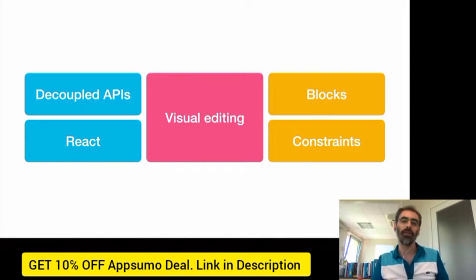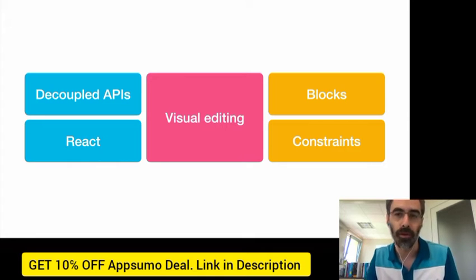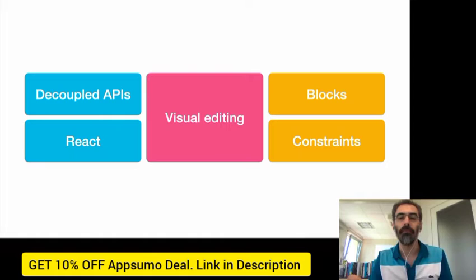I needed to have the coupled APIs and the ability to use React for the front end. I wanted visual editing for our editors and to have a block-based system so that the blocks can represent the design system, and constraints to limit what the user is able to do in order to preserve the design system.